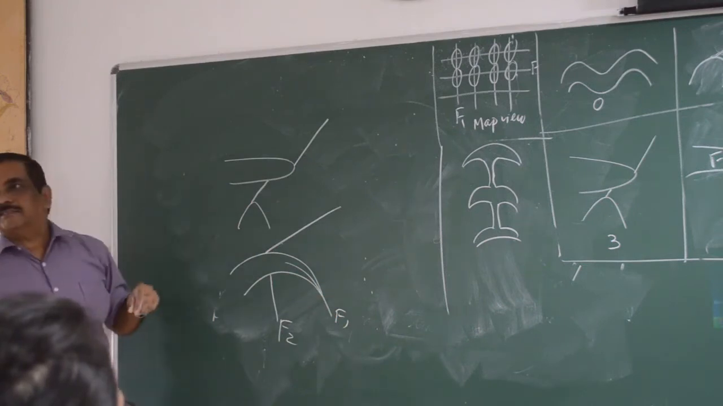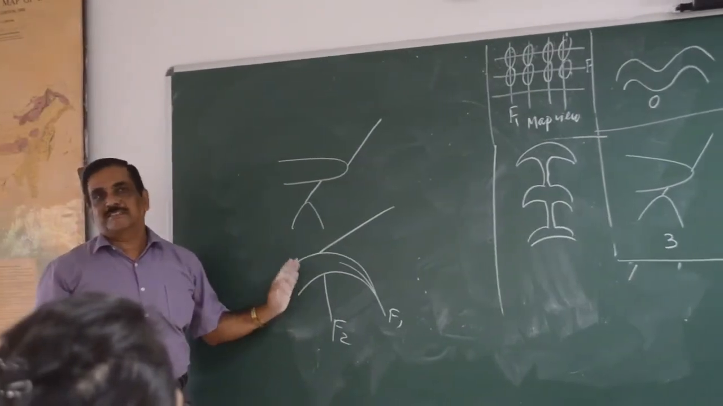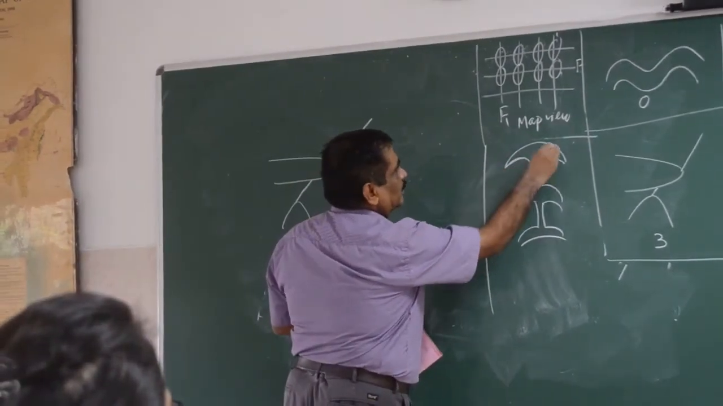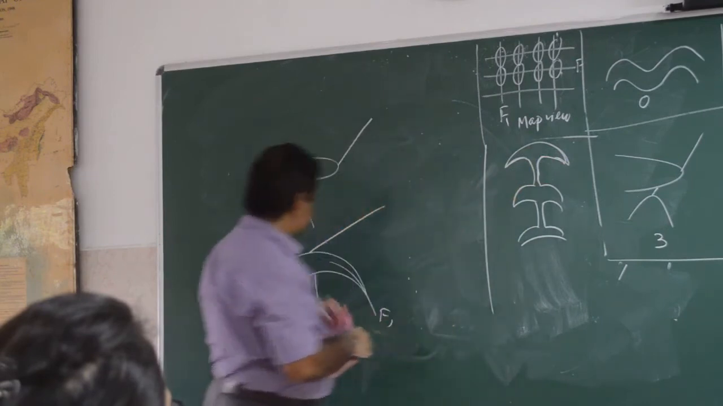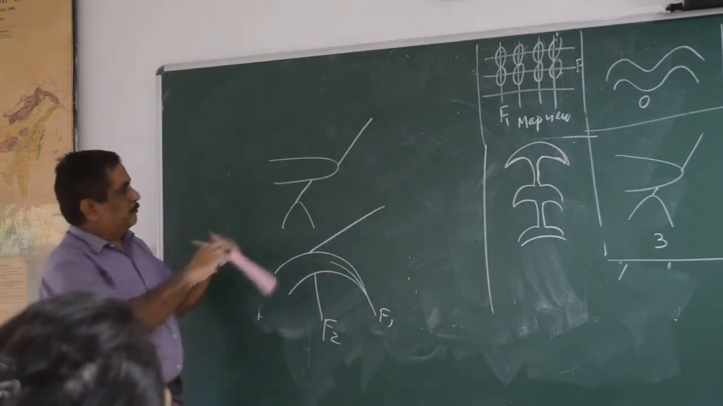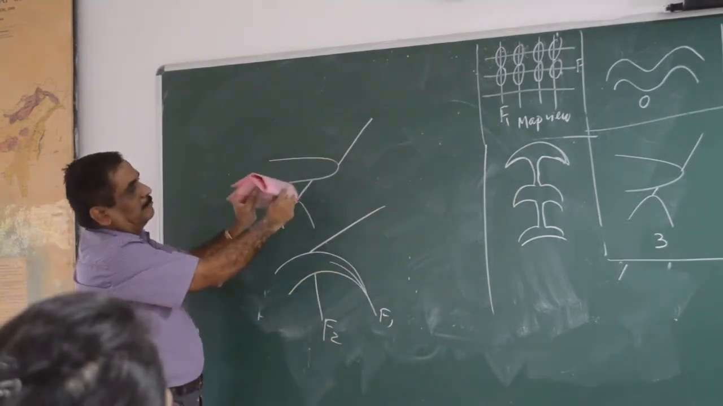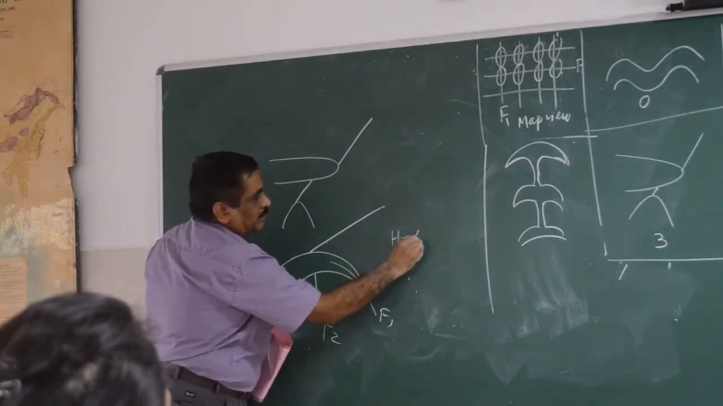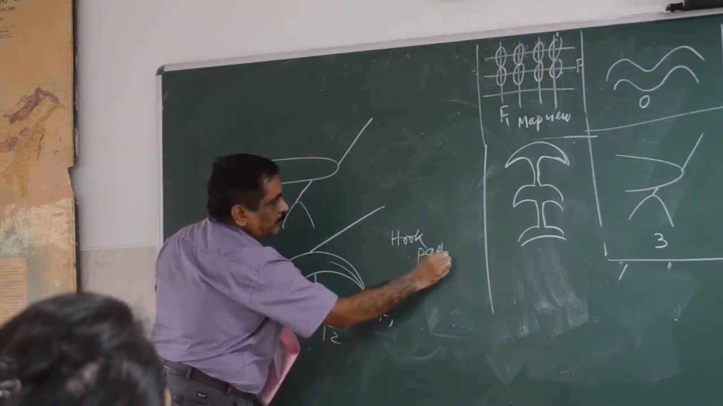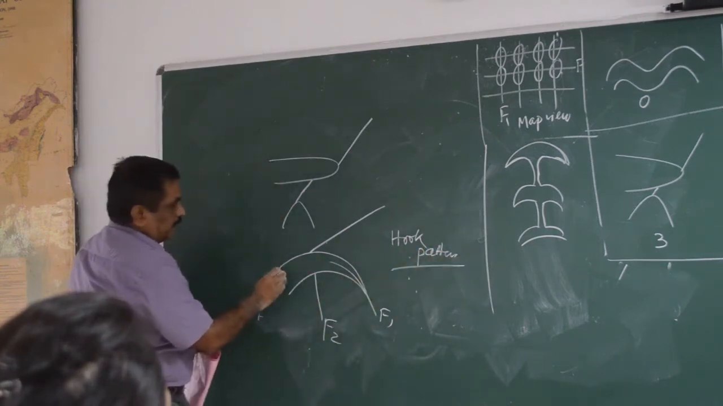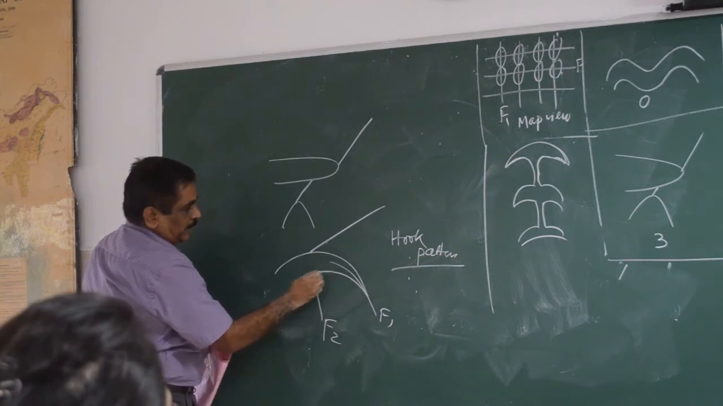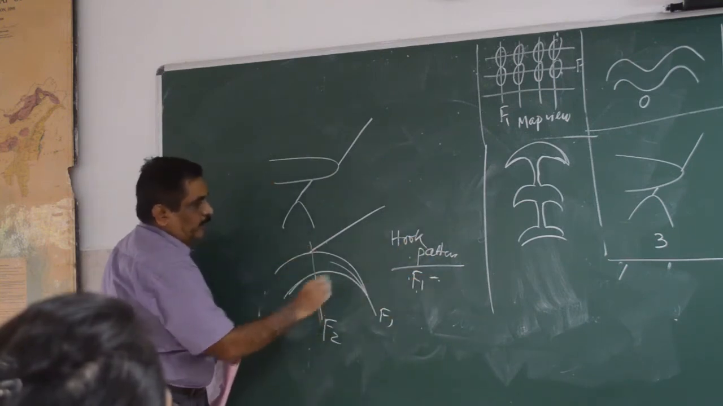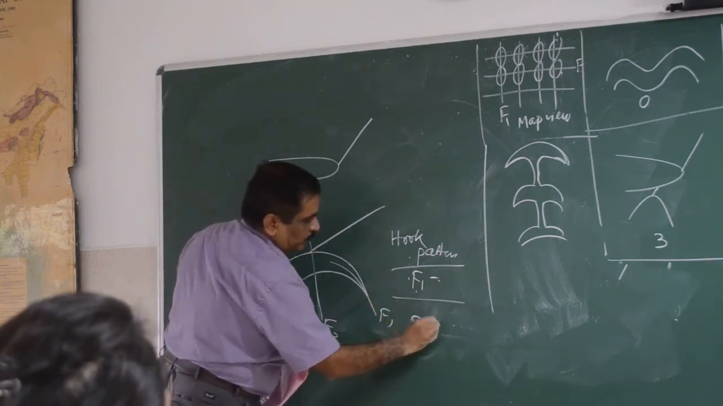You see the difference? It is not a crescent, because in case of a crescent, both sides are closed. In this case, only one side is closed. The fold is this way, so this is called a hook pattern. Hook. We must have seen a hook. So this is the hook. The hook is F1. The other fold is F2. F2 is upright.